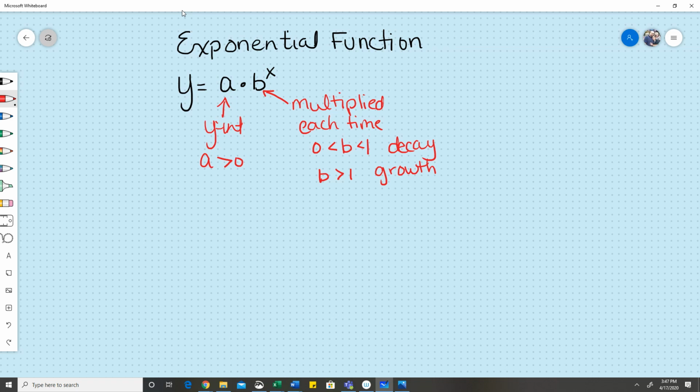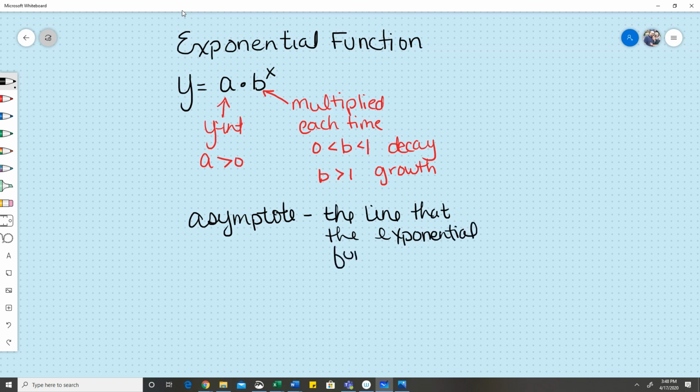And there's something called an asymptote. For every exponential function, there is a line that it's never going to quite reach. And so that line is called the asymptote. The line that an exponential function never quite touches.